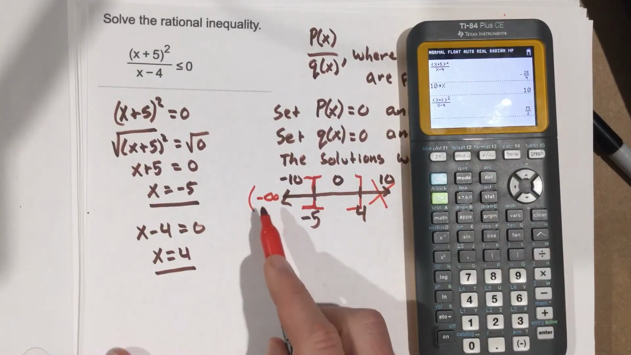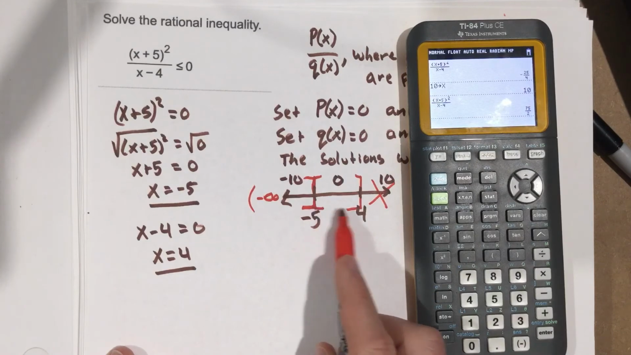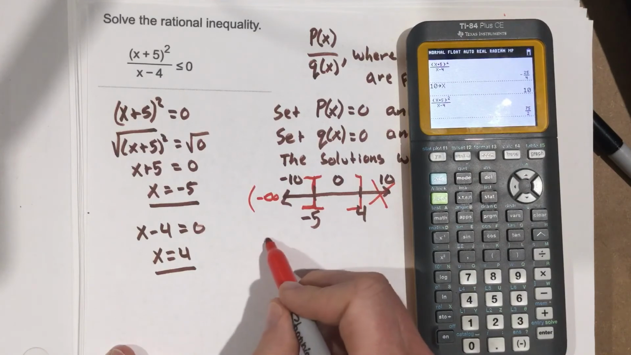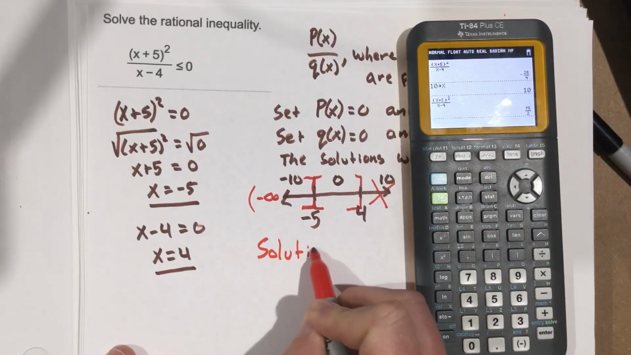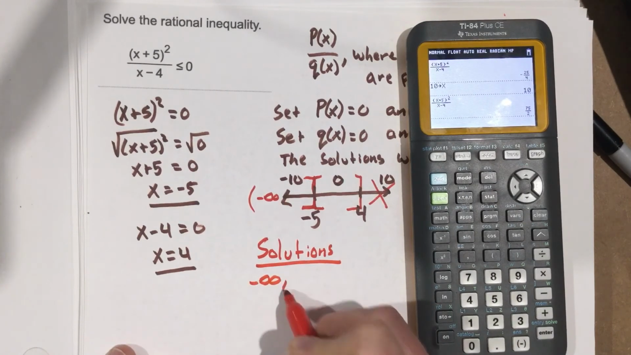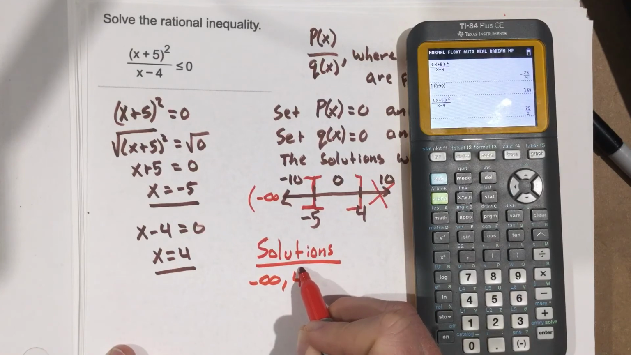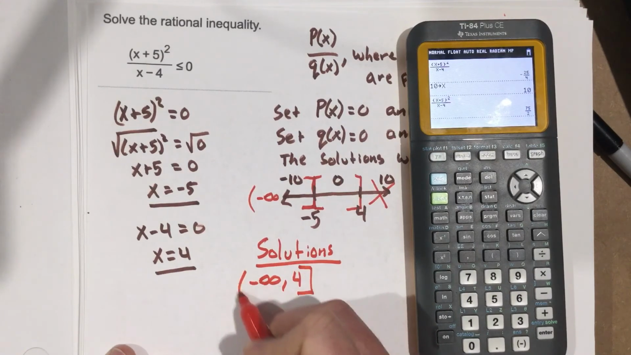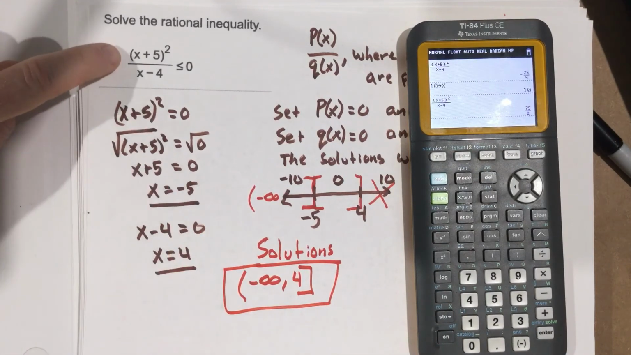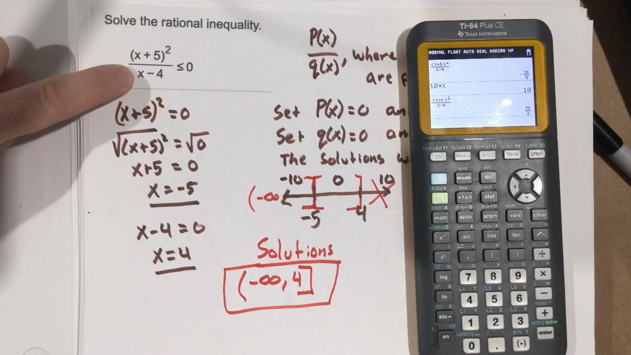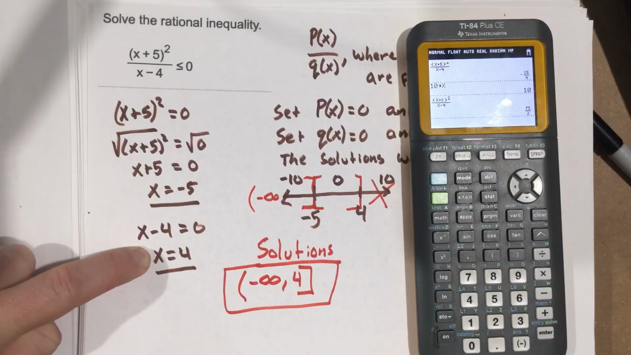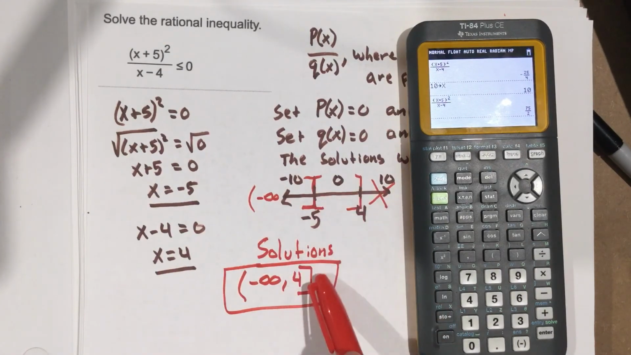Well, you'll notice that it works from negative infinity to negative 5 and then from negative 5 to 4. So it actually works from negative infinity all the way to 4. So our solutions here run from negative infinity all the way to 4 with a bracket on the 4. And that's how you solve a rational inequality. You set the numerator equal to 0, the denominator equal to 0, you find your boundary numbers, draw a number line just like with polynomial inequalities, and test different spots to find your solutions.